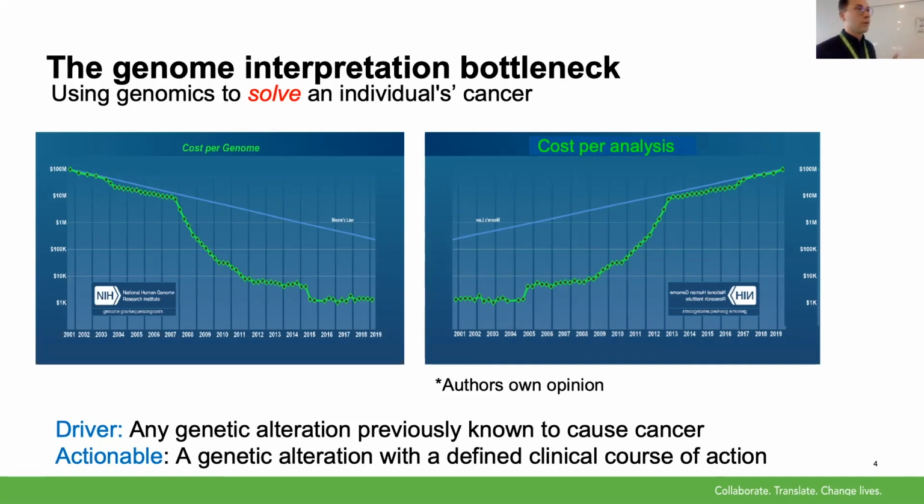And what we are looking for is driver mutations, which is any alteration previously known to cause cancer, as well as actionable mutations, which may have a clearly defined course of action.